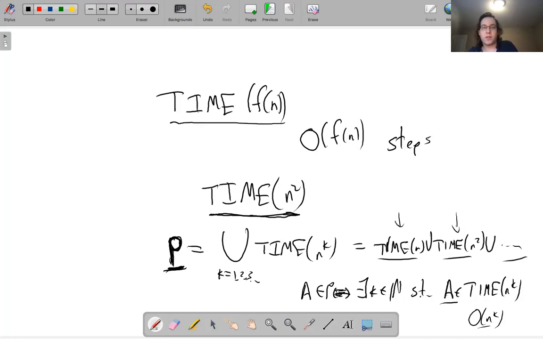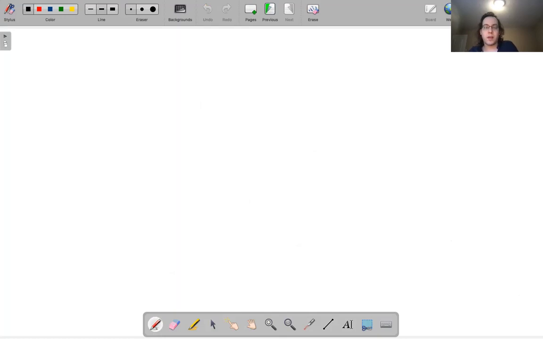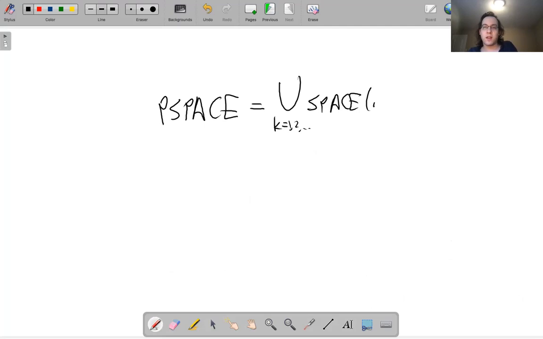We can, of course, do the same thing for space. So the space definition turns out to be a little bit more robust than time in practice. Usually the conversions actually don't lose much space overhead. But why not, just in case, let's define PSPACE to be a more robust version of the space classes. So it's going to be the union for k equals 1 to infinity of space n to the k. So basically, A is in PSPACE.